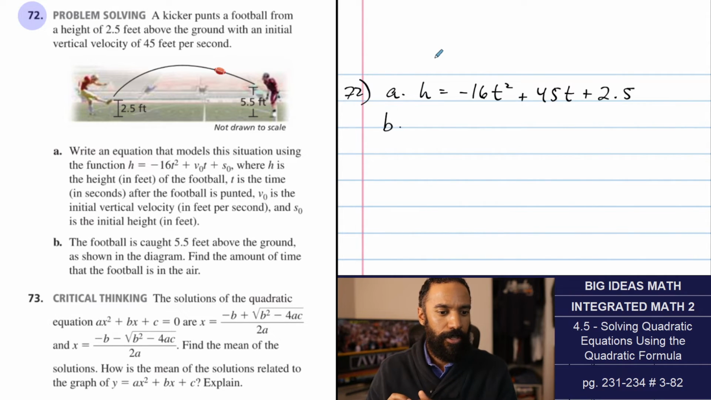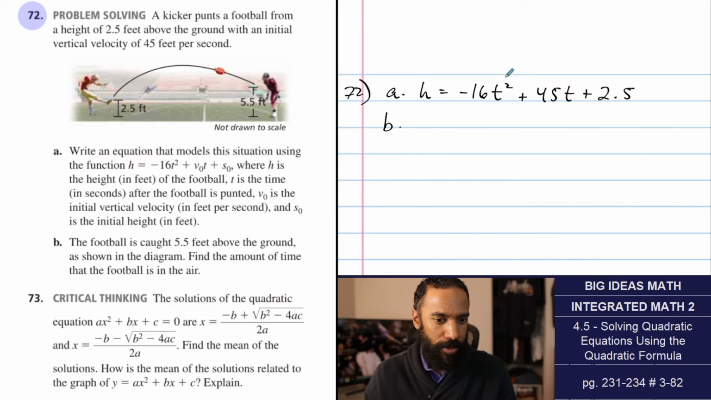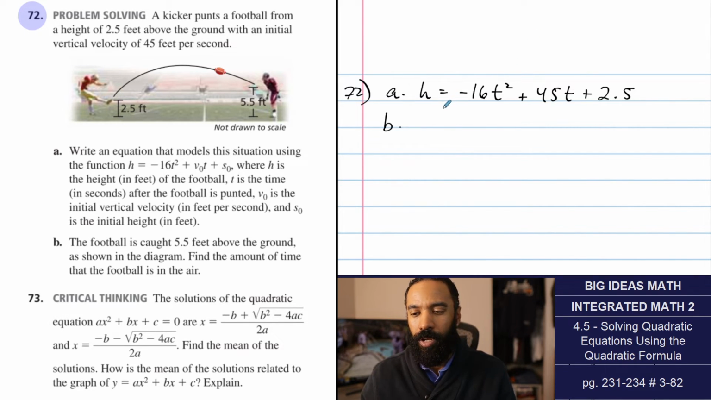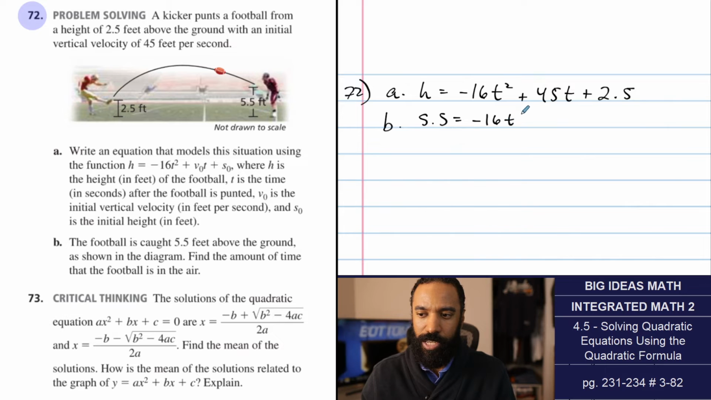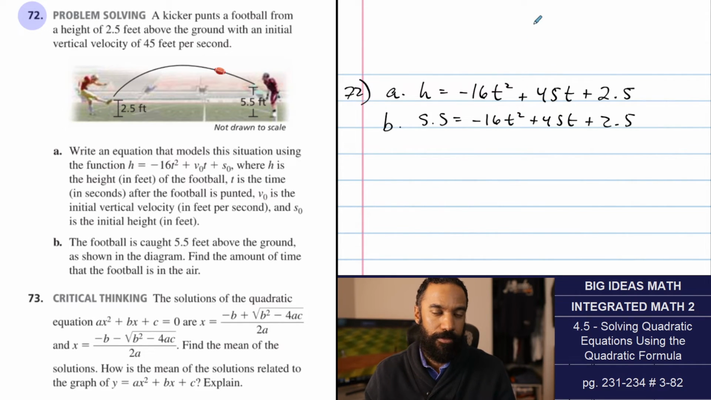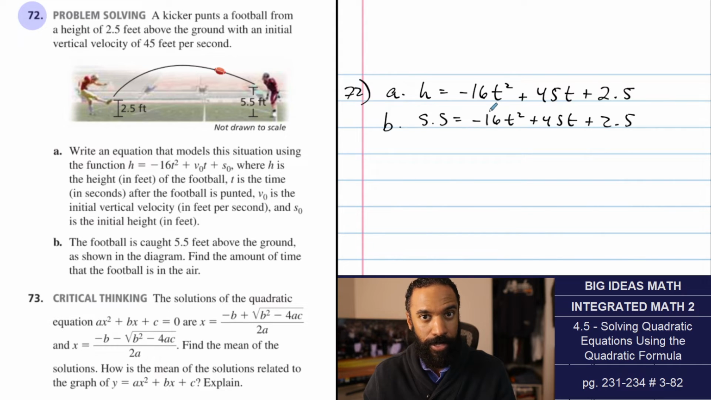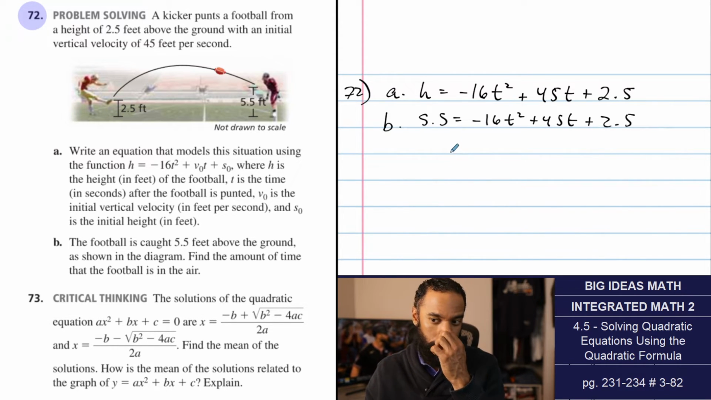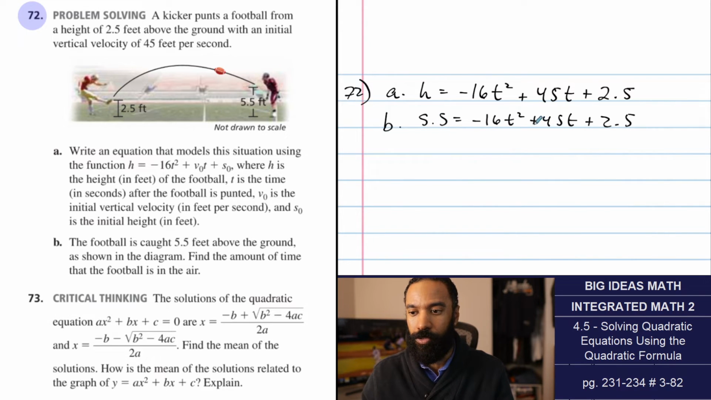B, the football is caught 5.5 feet above the ground as shown in the diagram. Find the amount of time the football is in the air. So, 5.5 is on that side: negative 16t squared plus 45t plus 2.5. Now, there are two answers to this that we're going to get. We have to choose the bigger one. So when it comes to plus or minus, we're just going to do the plus, and that'll say how long it's been. Because otherwise, it's rising up when it hits 5.5, which is very, very close to nothingness.